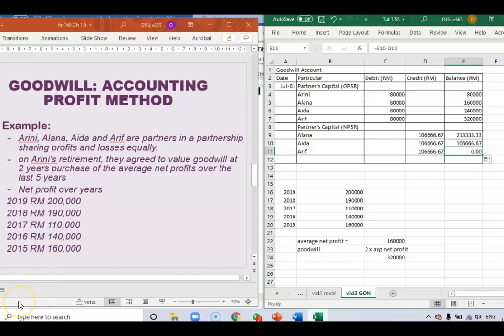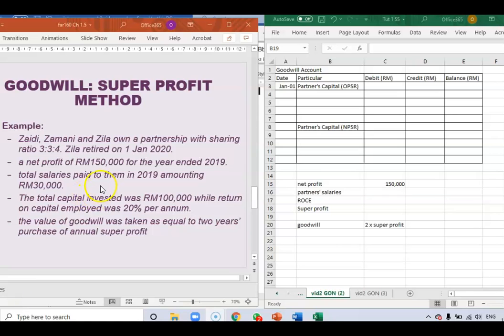Now let's have a look at the next method, super profit. For the super profit method, let's use an example. Zaidi, Zaman, and Zila share in the ratio 3:3:4, and Zila retired on 1st January 2020. Net profit for the financial statements ended 2019 is 150,000. The total salary paid to the partners in 2019 amounts to 30,000, and the capital invested by the partners is 100,000.